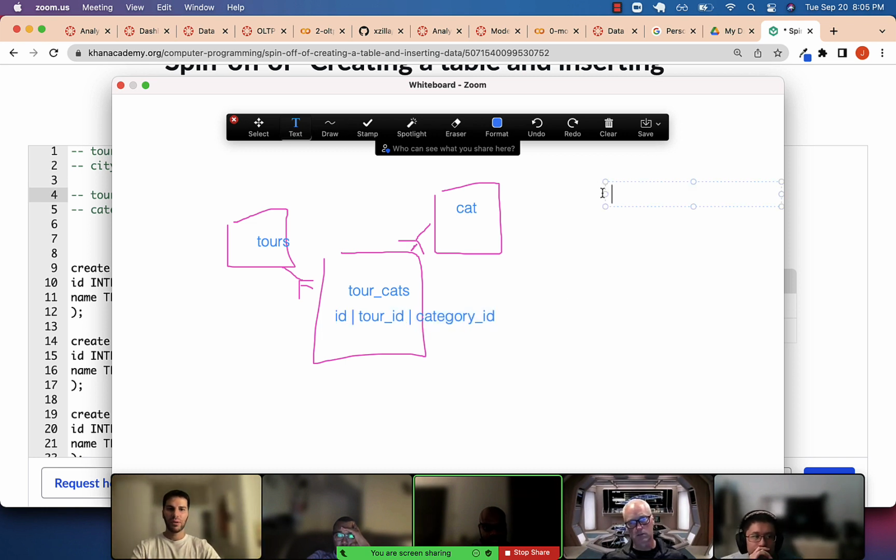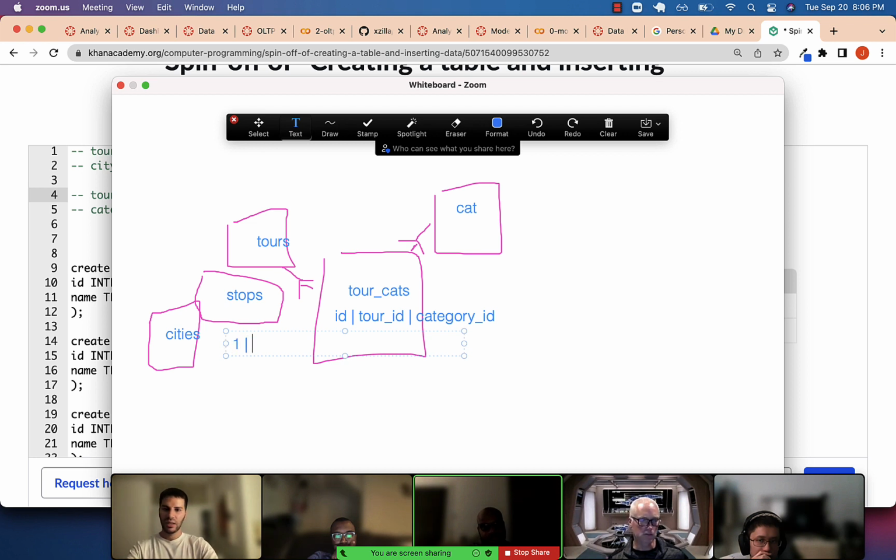For the tour stop, this is tours and cities. So let's just, sorry, I wish I had more space. Here's cities, and then this is the stops. Here's the stops. Here's the cities. So what links a tour to a city? So a tour has many cities through the stops, and now you can start to link it. Okay, this city, this tour ID 1, right?